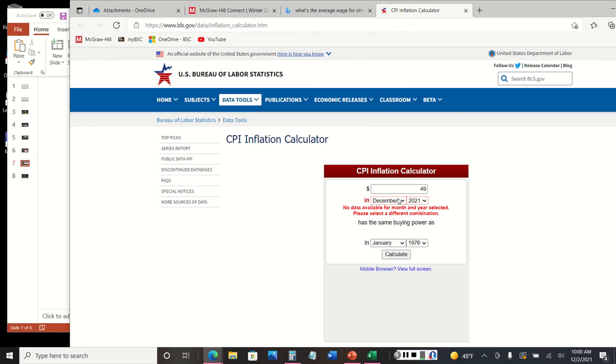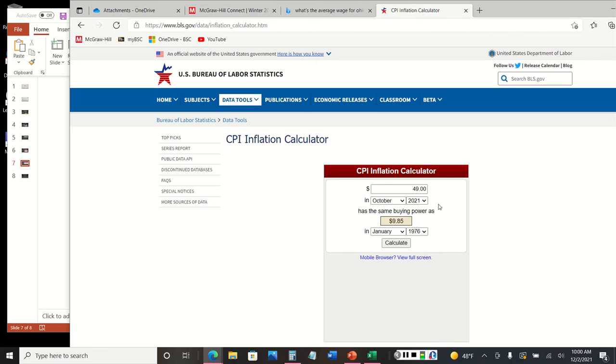Not available. Let's try November. Month, year selected. Please select a different combination. Interesting. I've never seen that happen before. Let's try October. Okay. So November doesn't work. Maybe it's too soon to find. Oh, that's right. It is too soon. They haven't calculated the inflation rate.